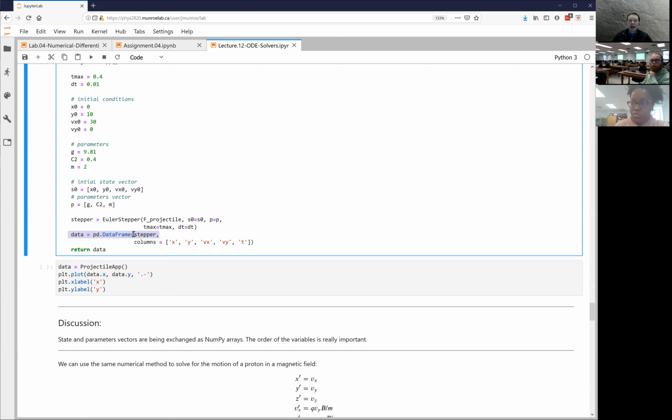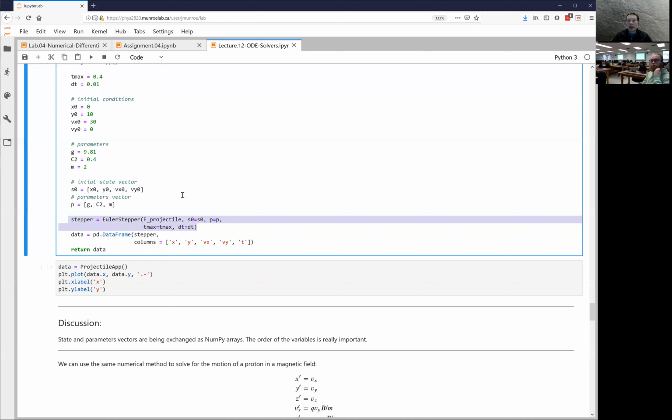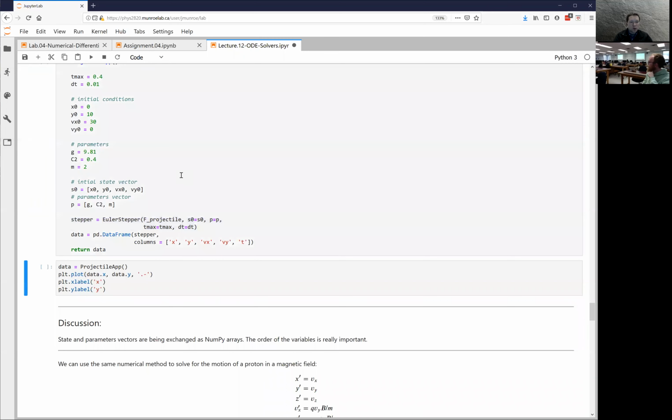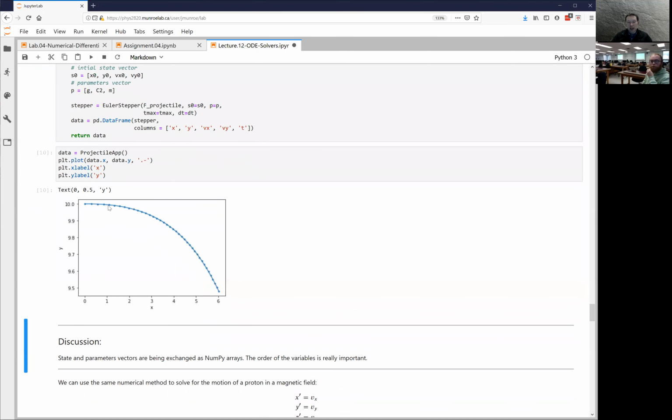So what I can do is when I create this data frame object, I can actually give it some names. I can say the columns are x, y, vx, and vy. The stepper doesn't actually know the names of any of the variables. It's just the first variable, the second variable, the third variable, the fourth variable. It's not thinking. It doesn't know that one means position and one means velocity. It's just the first, second, third, and fourth. So that scheme allows me to then solve projectile motion.